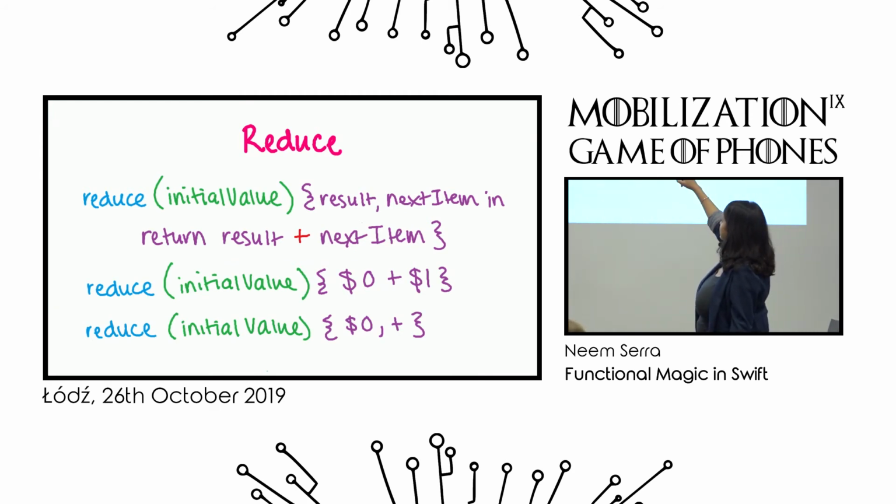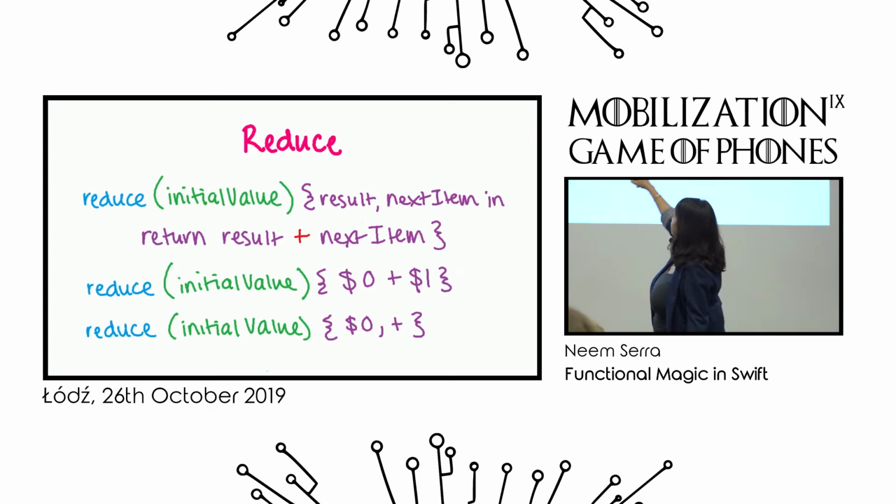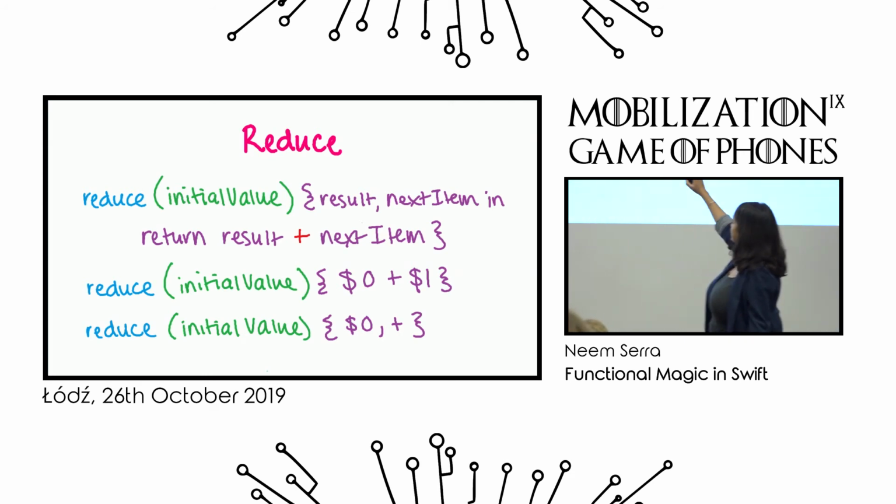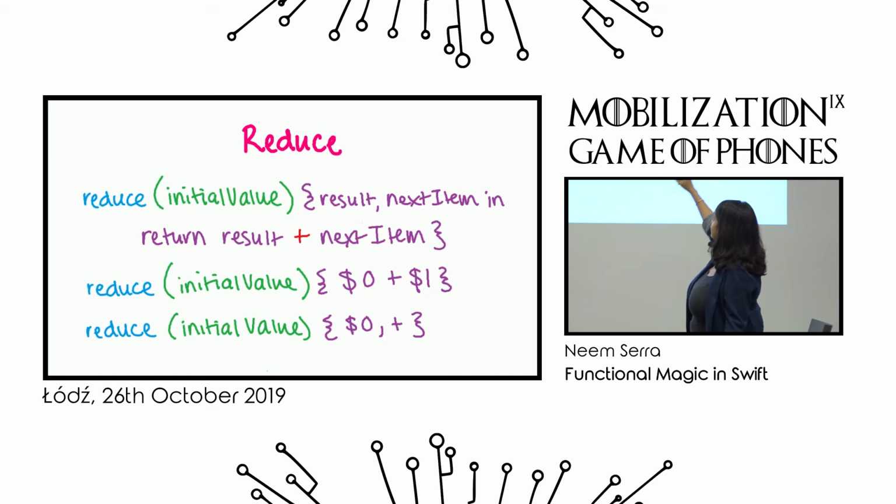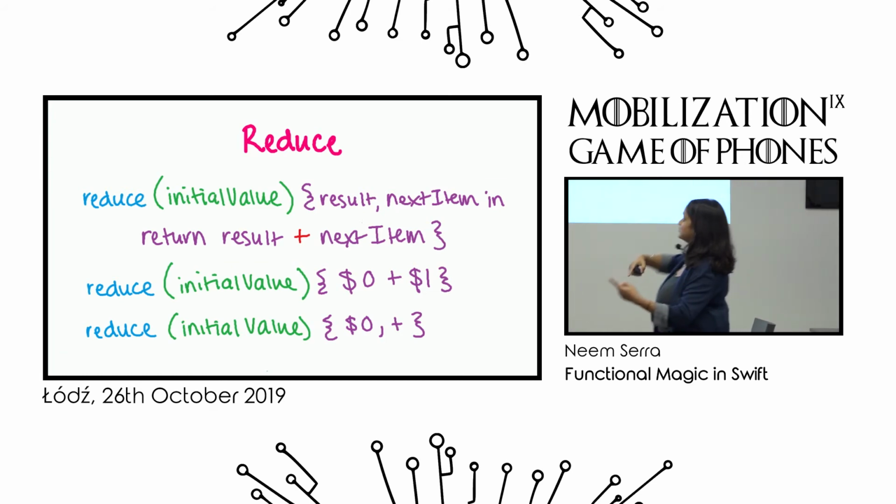The next thing is you'll see that closure again. The first thing in it is the result. The second thing would be the next item that you're trying to reduce, so the next item in the array.